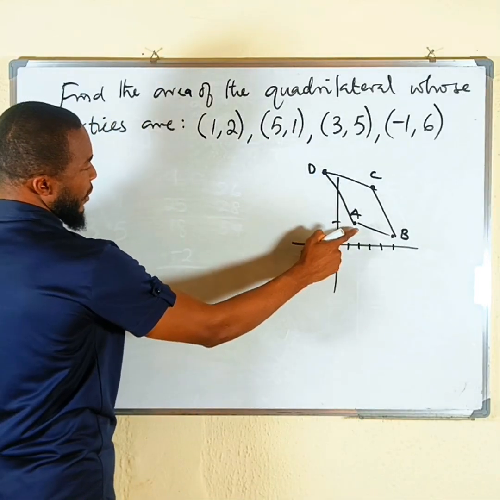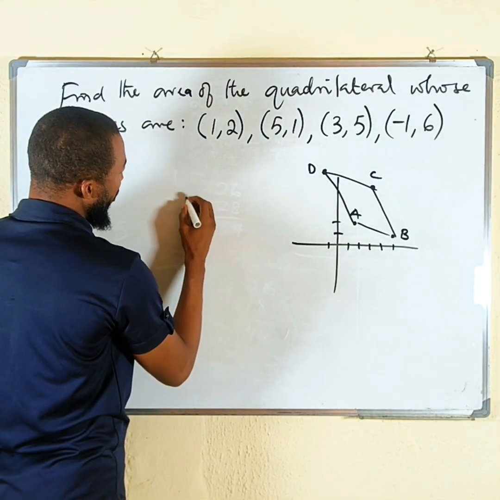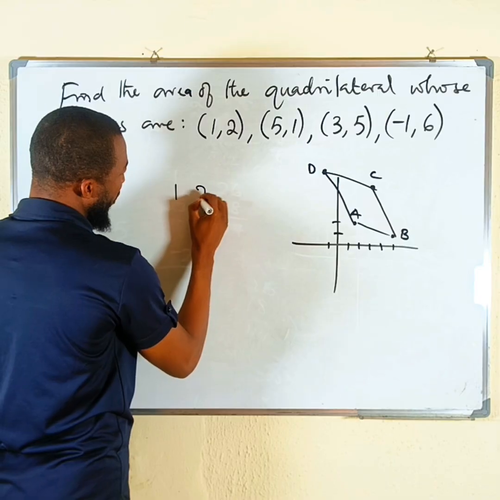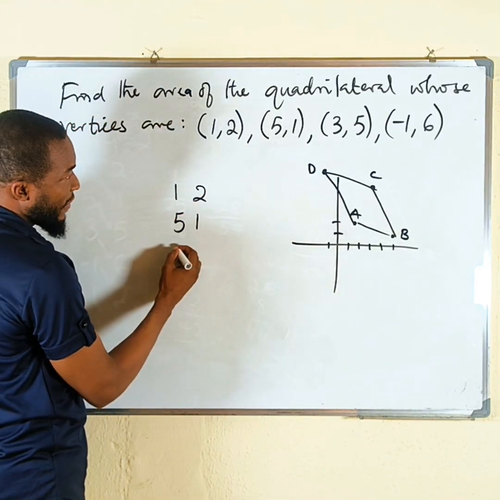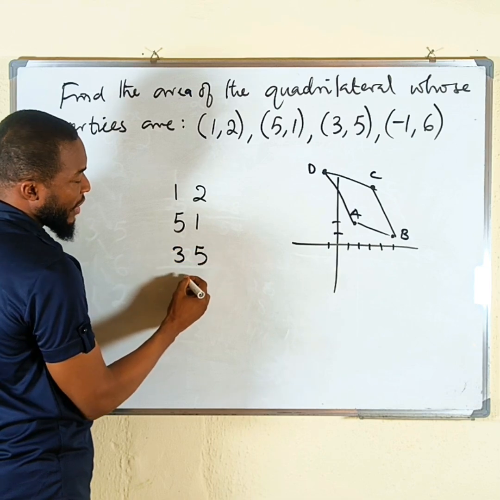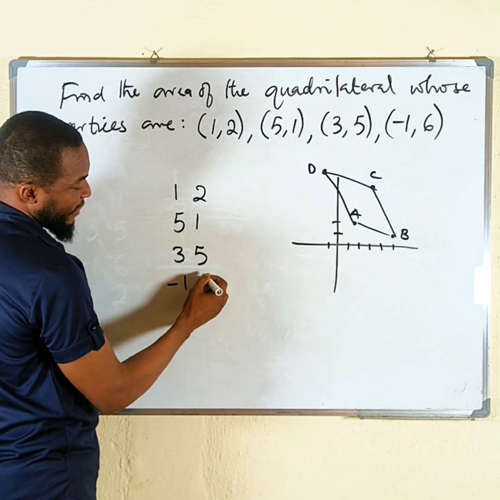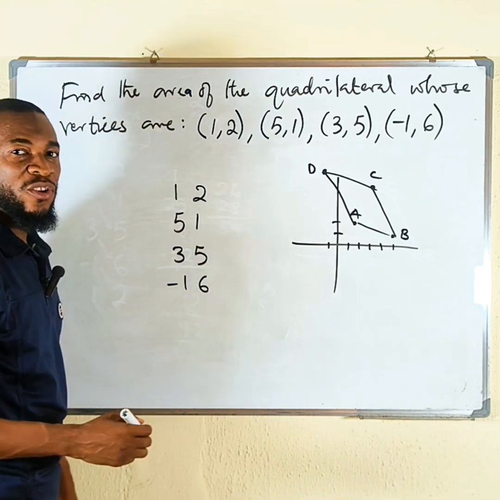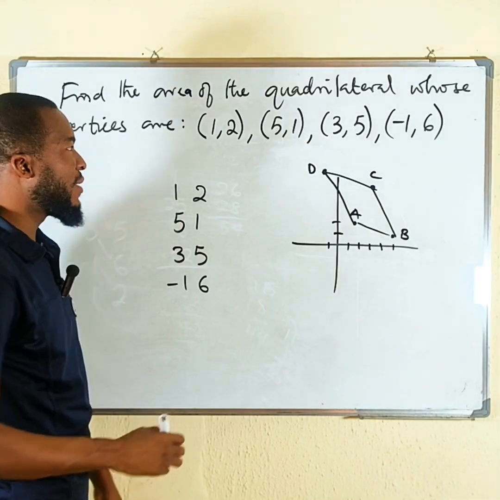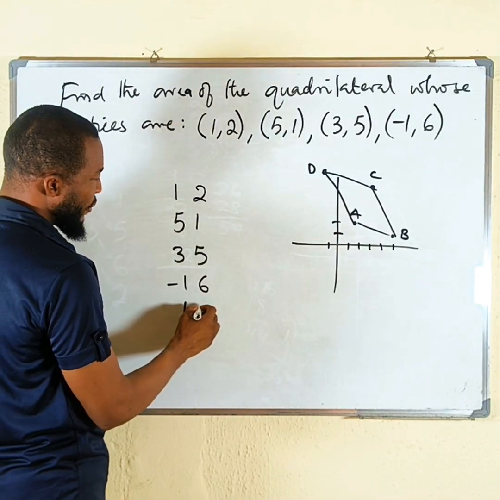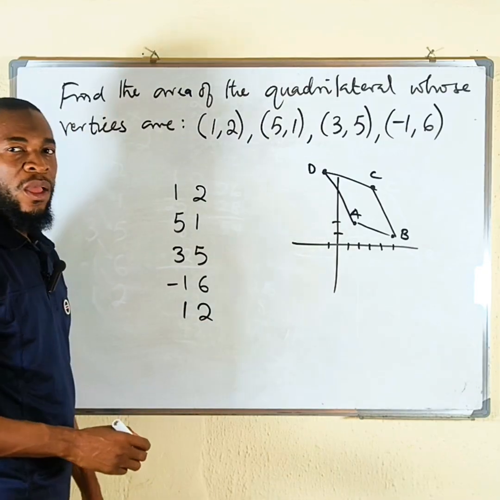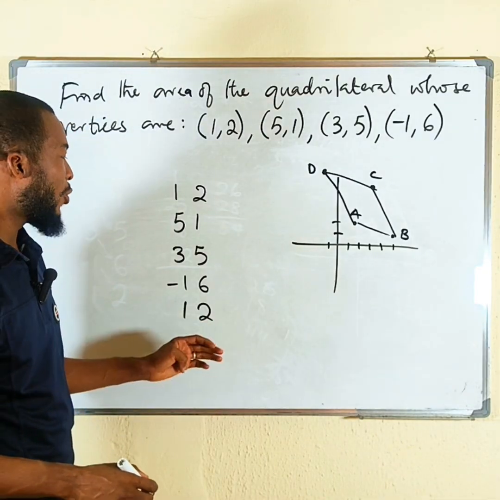I would like to start from the vertex A, which has the coordinates (1, 2), then (5, 1) which is B, C is (3, 5), then (-1, 6). Then make sure to end with the vertex you started with. We started with vertex A, so make sure you write it down here. Then you cross and multiply.